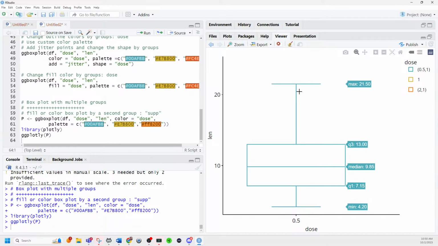Sometimes medians can be called what? Q2. Great job right there. They can be called Q2. What is the IQR for this?